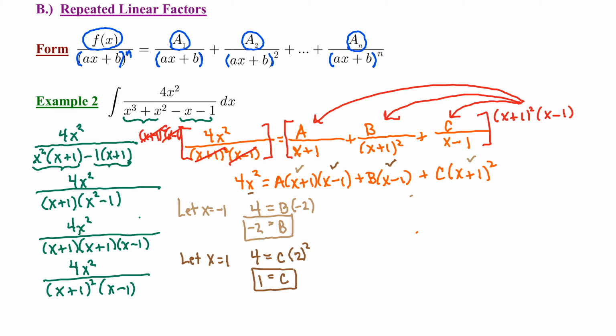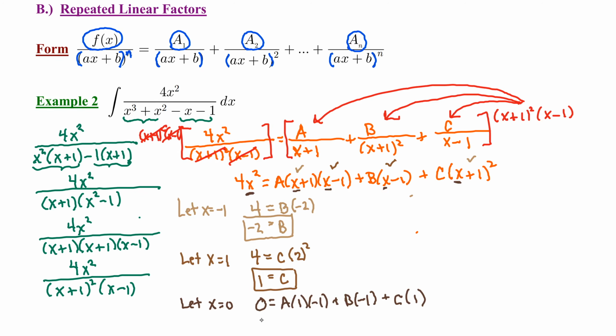Now, we've used all of the zeros of the factors that are present, so I'm just going to choose any random x value. Well, not that random. I want something that's easy to work with, so I'm just going to choose x equals 0. If we plug 0 in for x on the left, we have 4 times 0 squared, which is 0. Then we have a times 1 times -1, plus b times -1, again plugging 0 in for x, and c times 1.